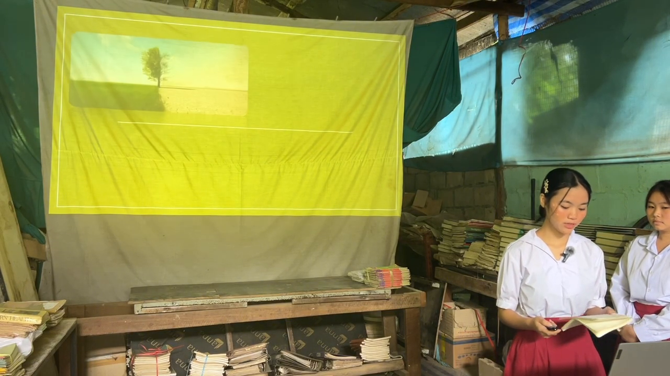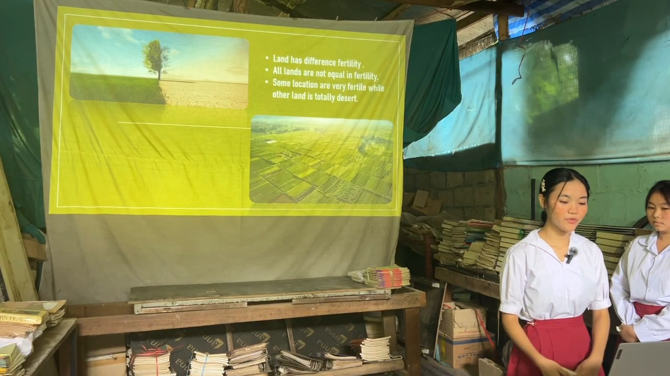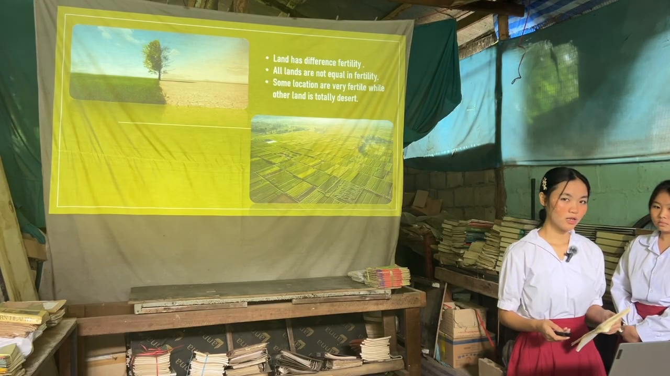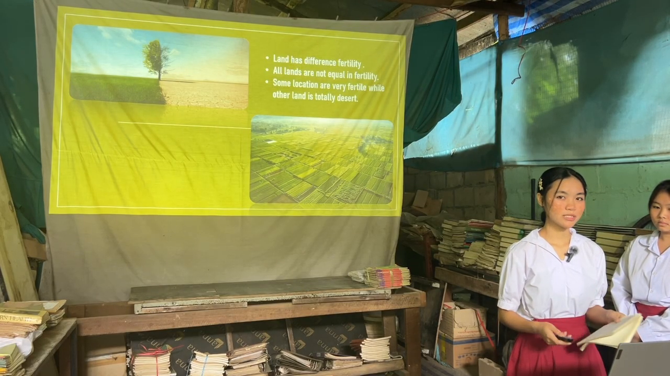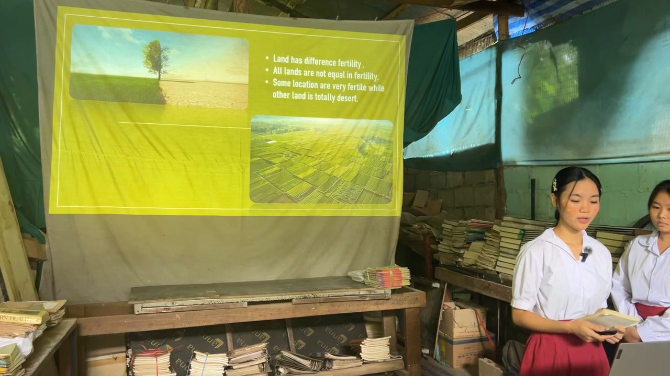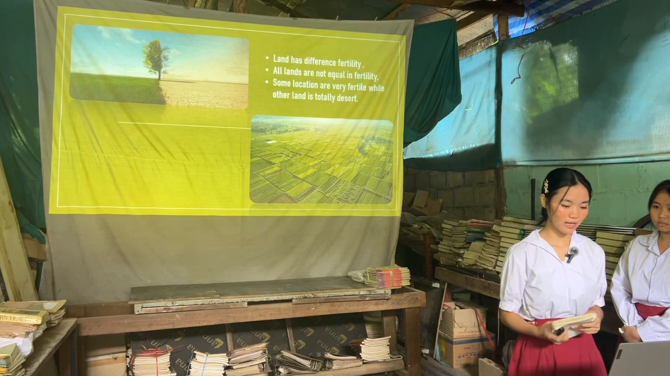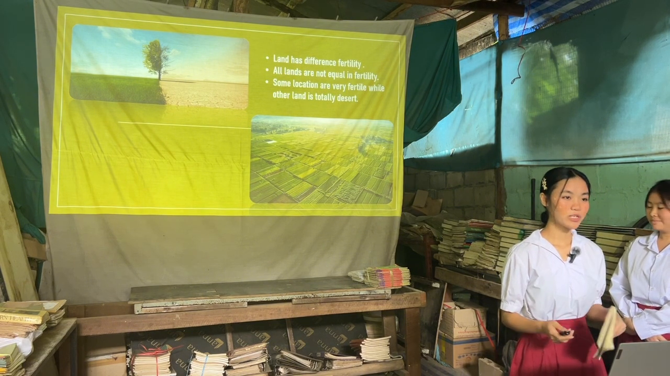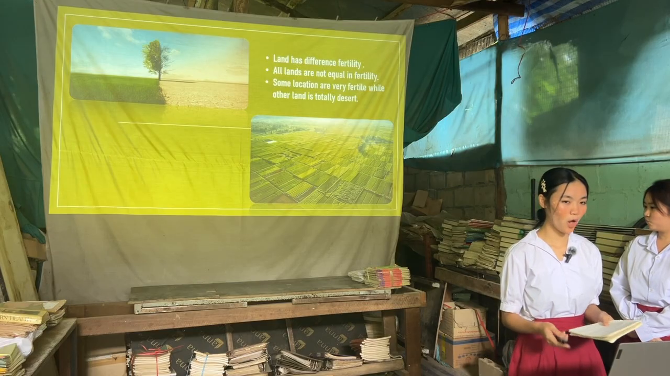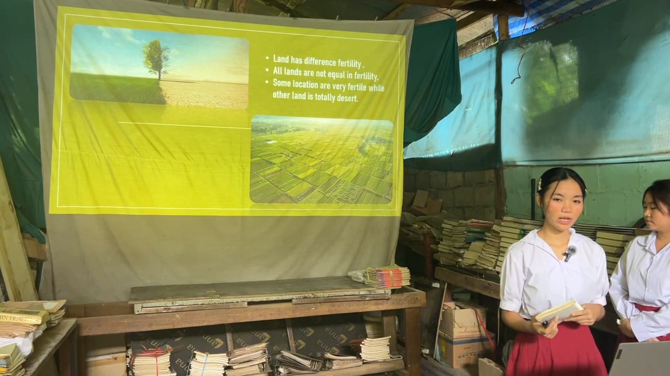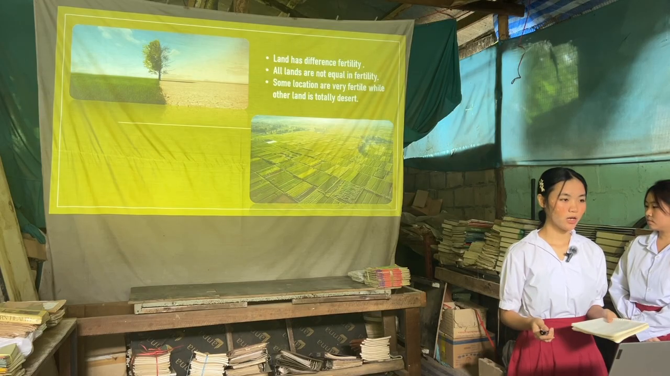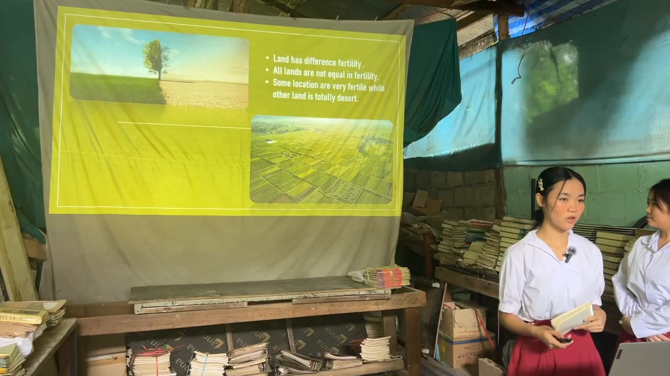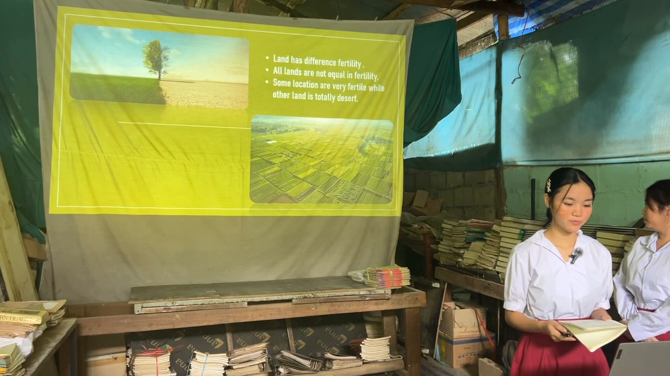The next one is that land has different fertility. All land is not equal in fertility. Some land is fertile, but some land is not. For example, fertile land can grow more crops like rice or corn, but desert land doesn't have soil or water, so it cannot support any plants.